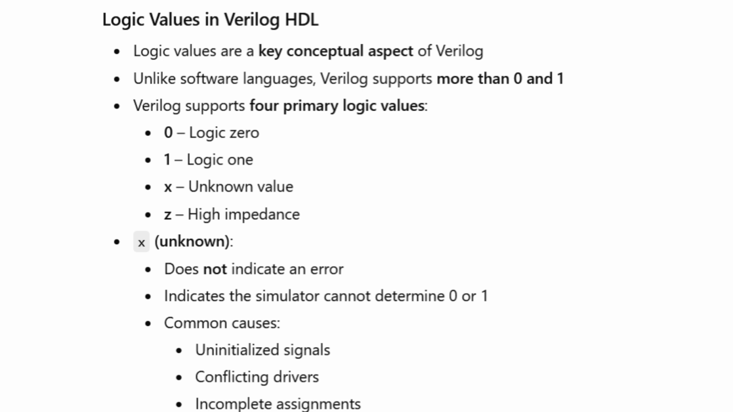Now we move to one of the most important conceptual topics in Verilog, logic values. Unlike software languages, Verilog supports more than just 0 and 1. Verilog supports four primary logic values. The first is logic 0, represented by 0. The second is logic 1, represented by 1. The third value is x, which represents an unknown value. An x does not mean an error. It indicates that the simulator cannot determine whether the value is 0 or 1. This often occurs due to uninitialized signals, conflicting drivers, or incomplete assignments.